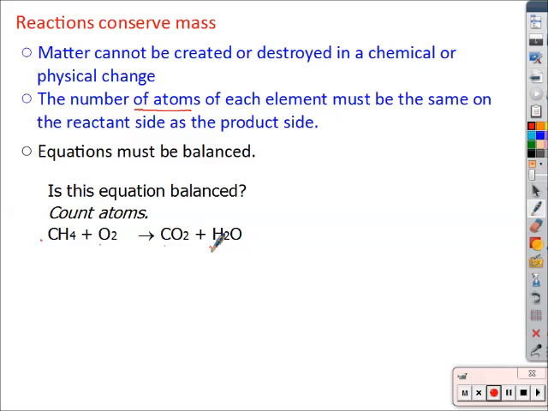This is a chemical reaction. It's not balanced yet. How do I know that? I'm going to count the atoms. Carbon on this side equals 1, and there's 1 on the other side. Hydrogen on the reactant side has 4 of them. On the product side, there are 2. Oxygen on the reactant side has 2, and the products have 2 plus 1, 3.